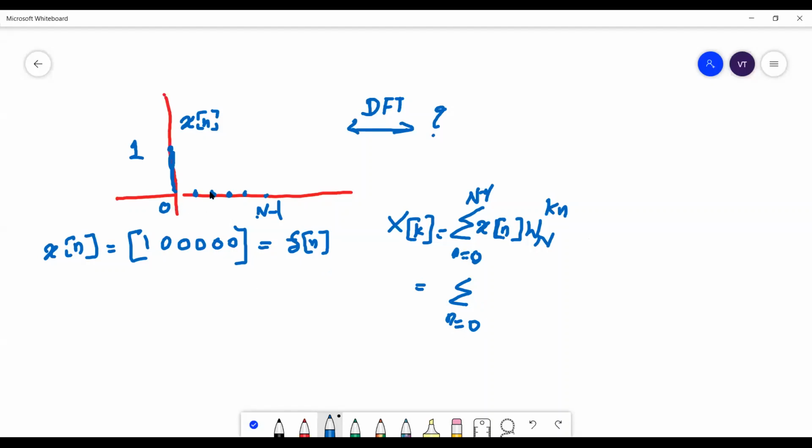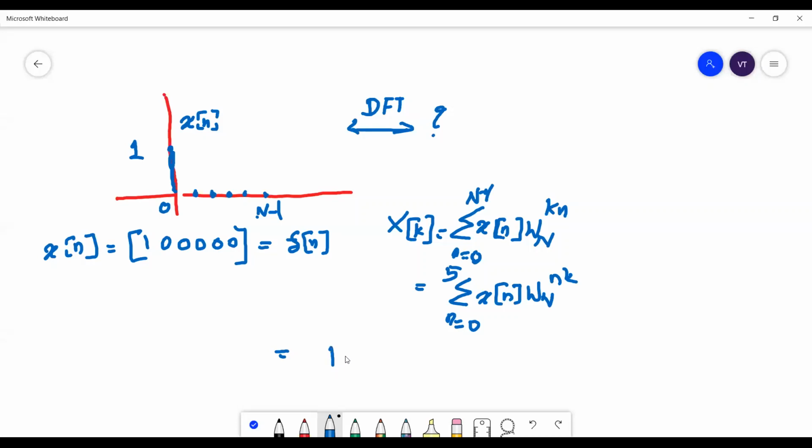This is 0, 1, 2, 3, 4, 5. So n minus 1 is 5, right? So n is equal to 0 to 5 of x of n into w n raised to nk. So which you can write as equal to what?